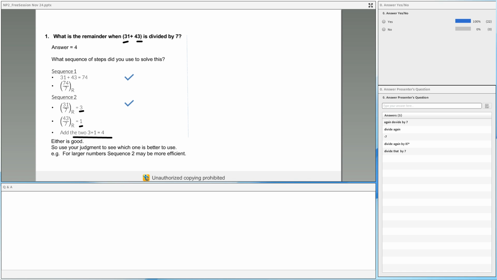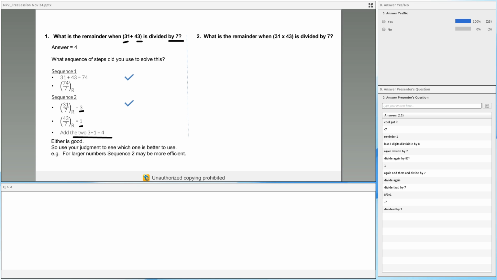Again divide by 7. See, the funda is very simple. The concept is that the remainder should be less than the divisor. What is the divisor in this case? It's 7. So if on adding these two remainders, I get a number which is greater than 7, say 8 or 9, I'll divide that by 7 again to get my final remainder. Okay, that's it, nothing else.